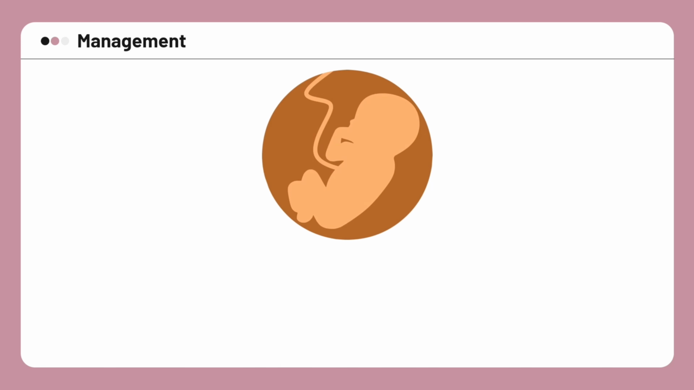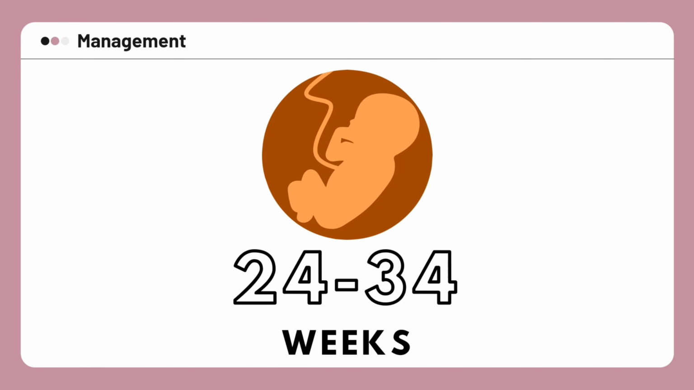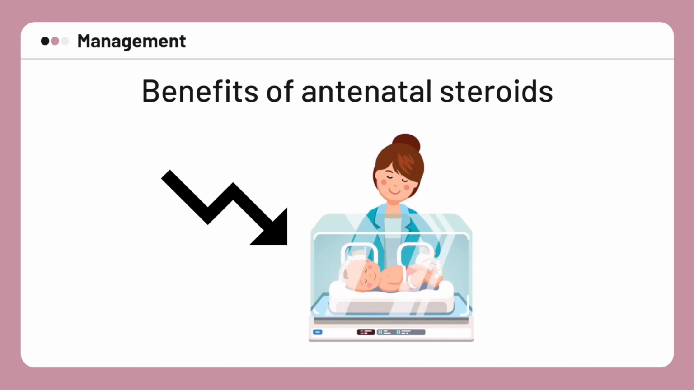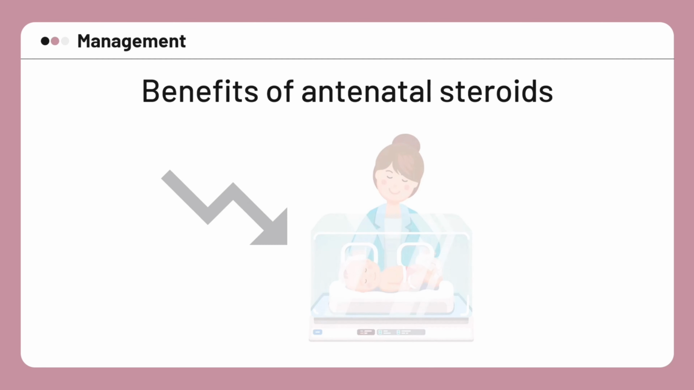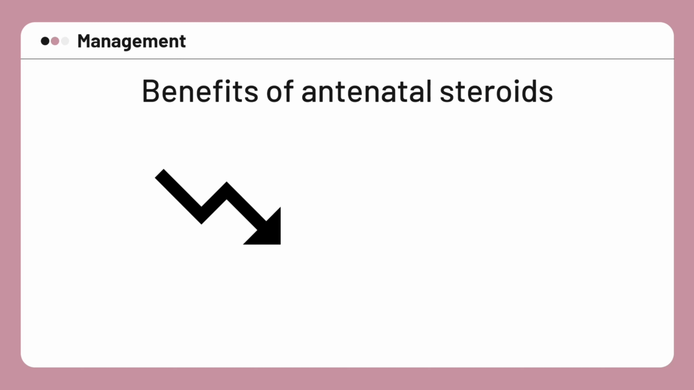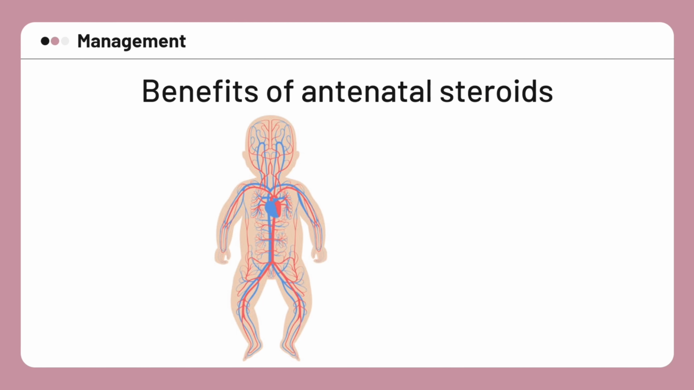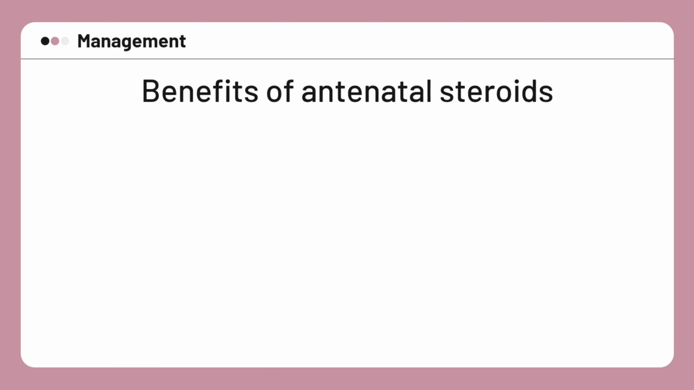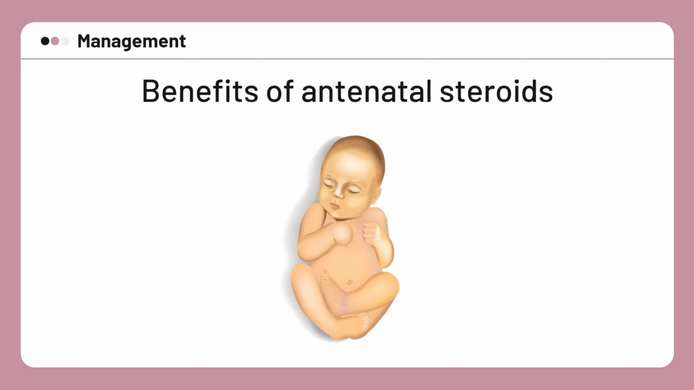Because PPROM is associated with preterm labor, all fetuses between 24 and 34 weeks threatened with premature delivery are candidates for treatment with antenatal corticosteroids. Benefits of antenatal steroids are multiple and include reduced neonatal mortality and incidence of respiratory distress syndrome, significant reduction in the incidence of intraventricular hemorrhage, improvement in the circulatory stability and reduction in the requirements of oxygen and ventilatory support, and a reduction in neonatal hyperbilirubinemia.